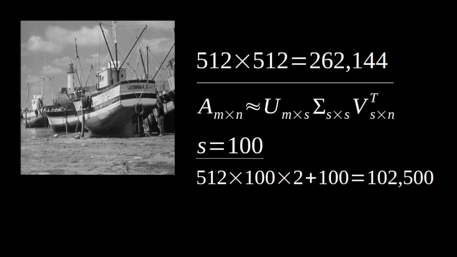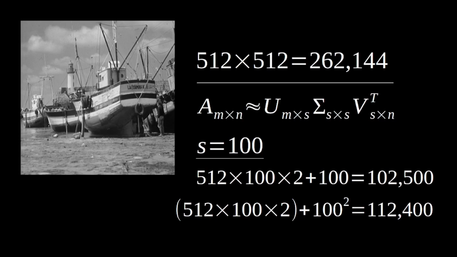If instead we want to store our singular values as a matrix, a 100 by 100 matrix for our sigma, will have 112,400 values. Meaning that even in both cases, we are storing significantly less total integers than we would otherwise if we wanted to just store the original raw image.